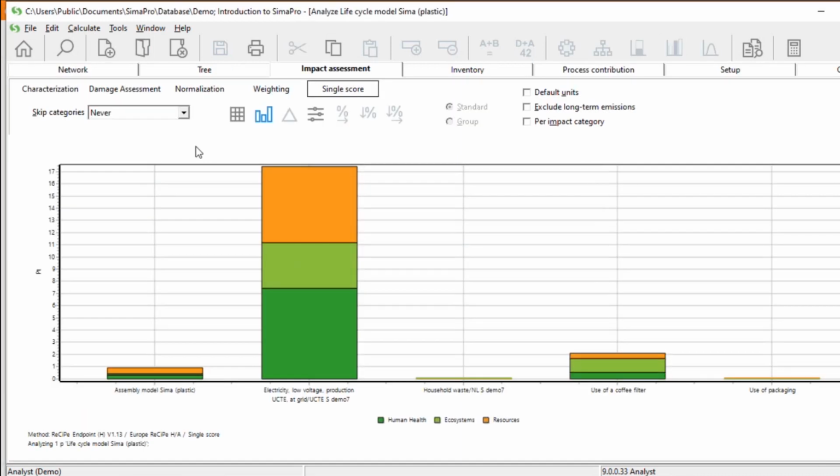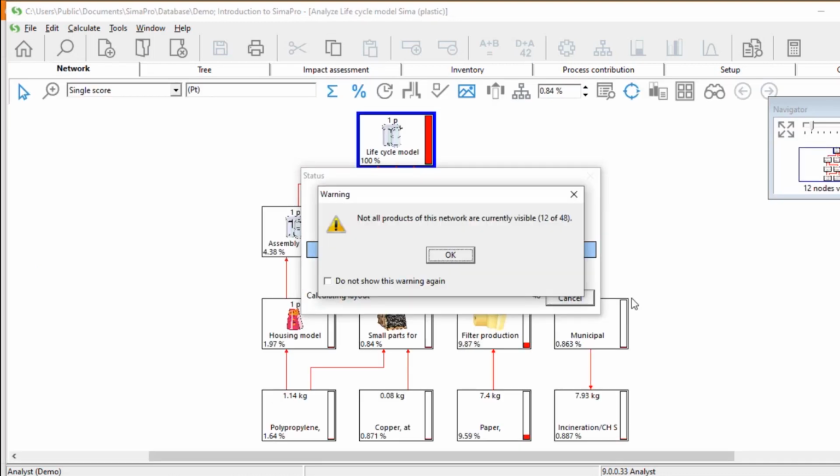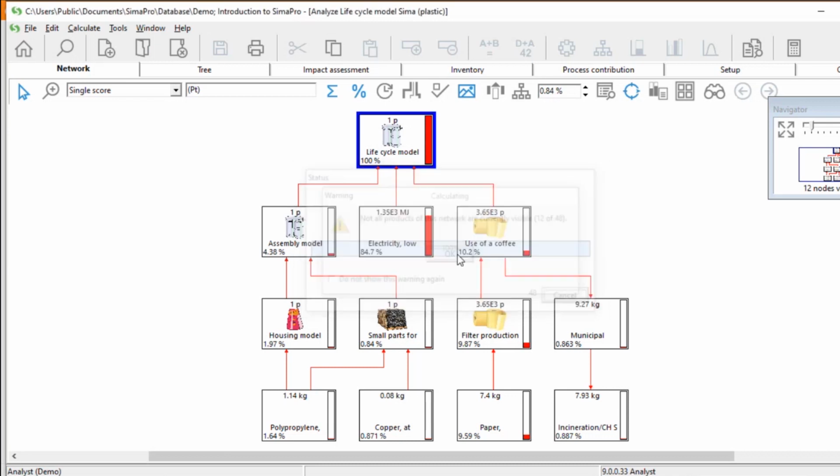Okay, so from here you can see the network diagram. Same thing, 12 out of 48 is represented here. So this is a very tiny amount, like 0.84%, so we can ignore those. So 12 nodes is enough, I think. Okay, so from that, let's make it a little bit bigger.